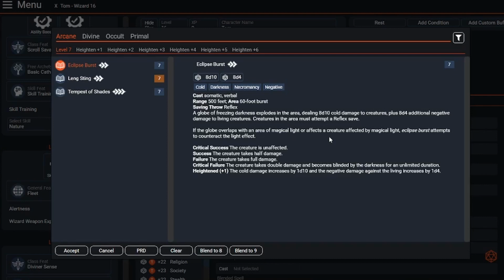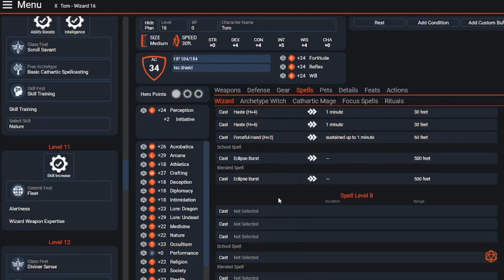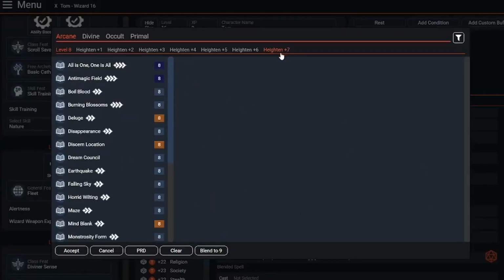So this huge explosion of cold and negative damage is exactly the kind of stuff that you would expect a necromancer to do. So much so, actually, that I'm going to prepare 2 of these, although Haste is very tempting here. And finally, we go to our level 8 spell slots. Let's get Animate Dead out of the way.